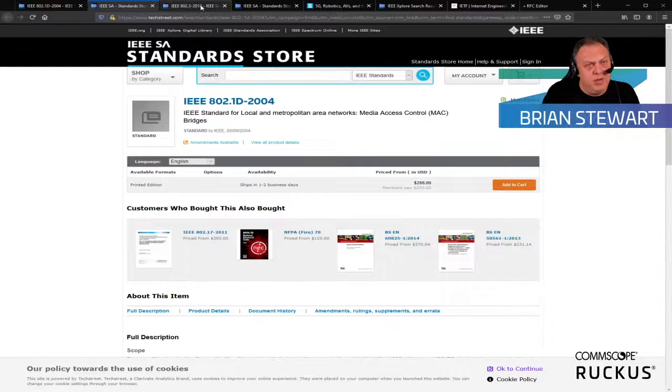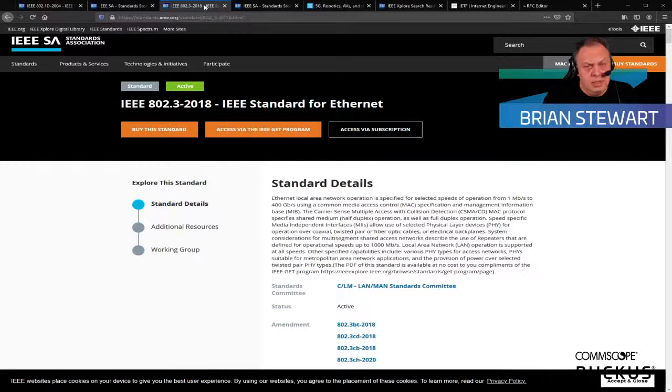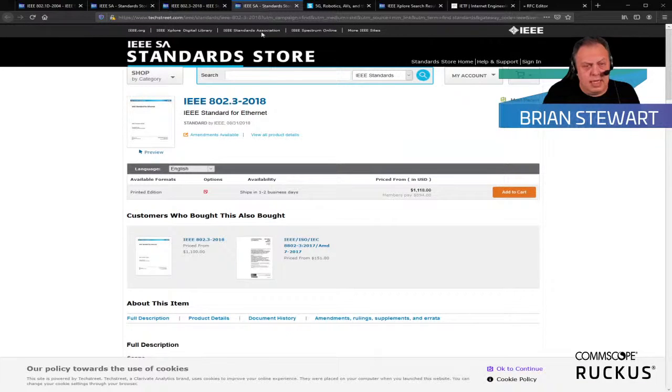So another standard that I pulled up here, let's see, I think I still have it up. Yes, I do. So like the 802.3 2018, this is the standard that includes 2.5 gig Ethernet, 5 gig Ethernet, what we call the multi-gig standards. So buying a copy of that standard is a little bit over $1,100 US.